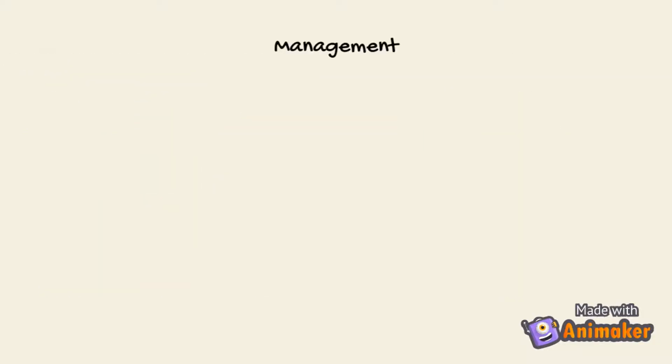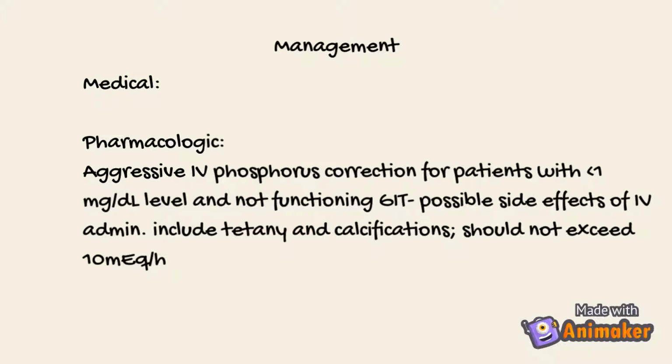Management. For the pharmacologic, it is aggressive IV phosphorus correction for patients with less than 1 mg per deciliter level and a non-functioning gastrointestinal tract. The possible side effects of IV administration include tetany and calcifications. Thus, the patient should be monitored closely, and it should not exceed 10 milliequivalents per liter.